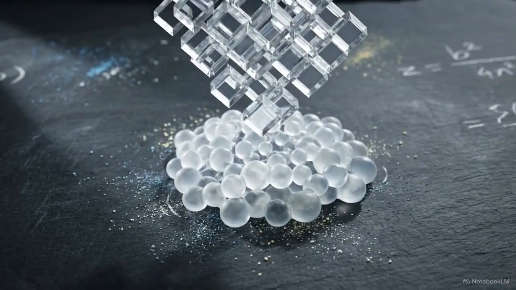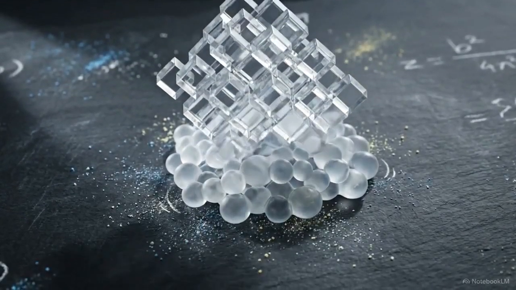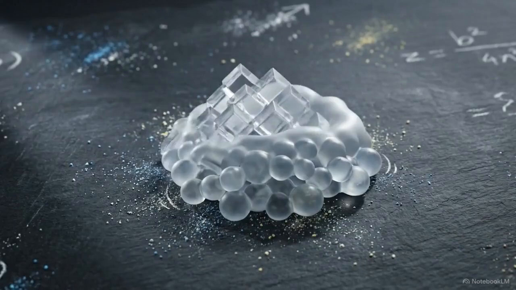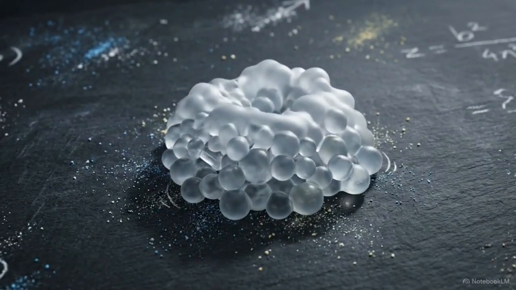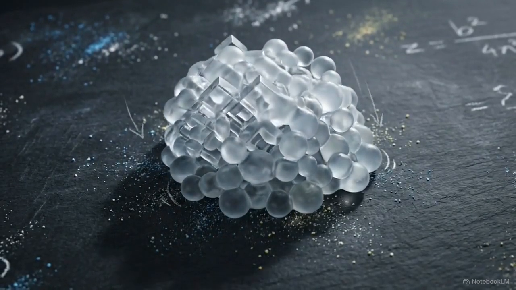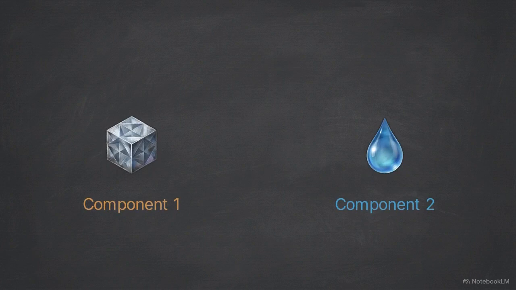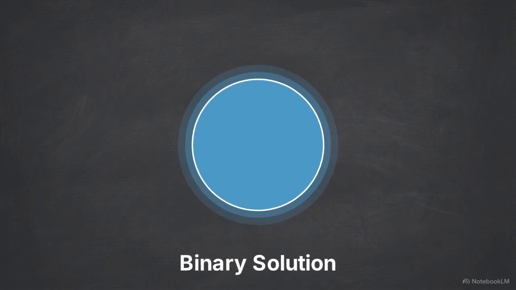Look closely at a salt crystal dissolving in a glass of water. Two distinct phases of matter are collapsing into a single uniform gradient. In chemistry, when exactly two distinct substances merge into this strictly uniform state, we classify it as a binary solution.